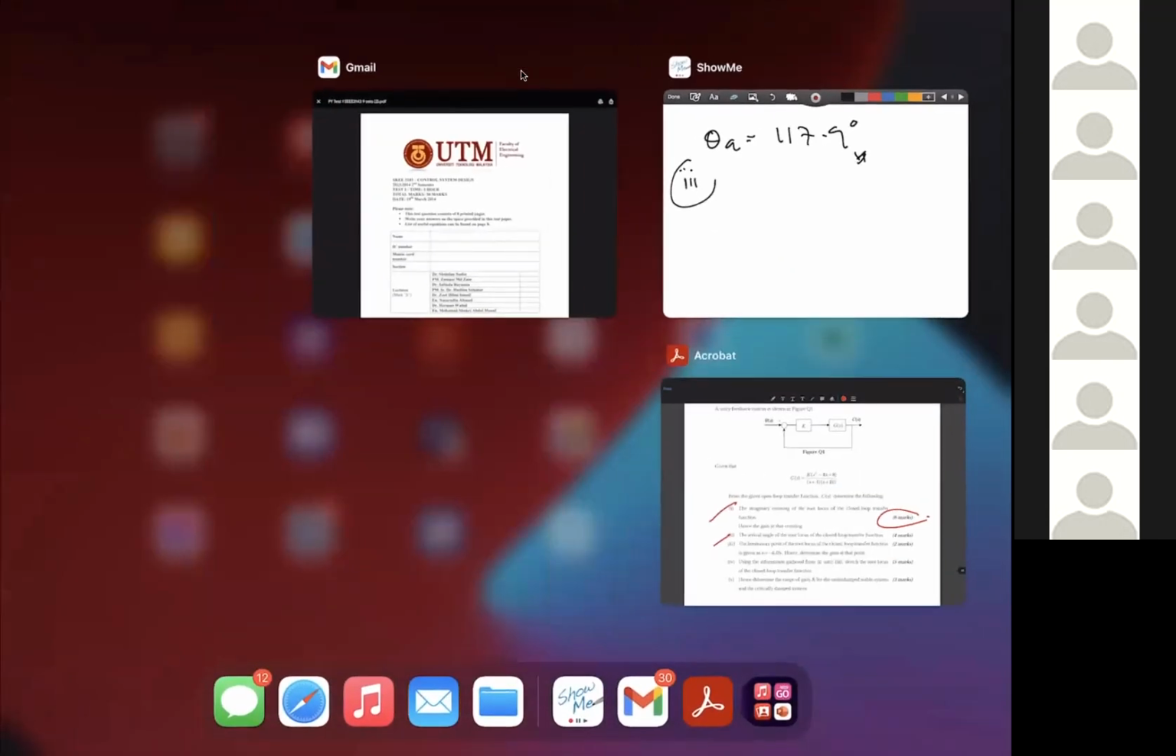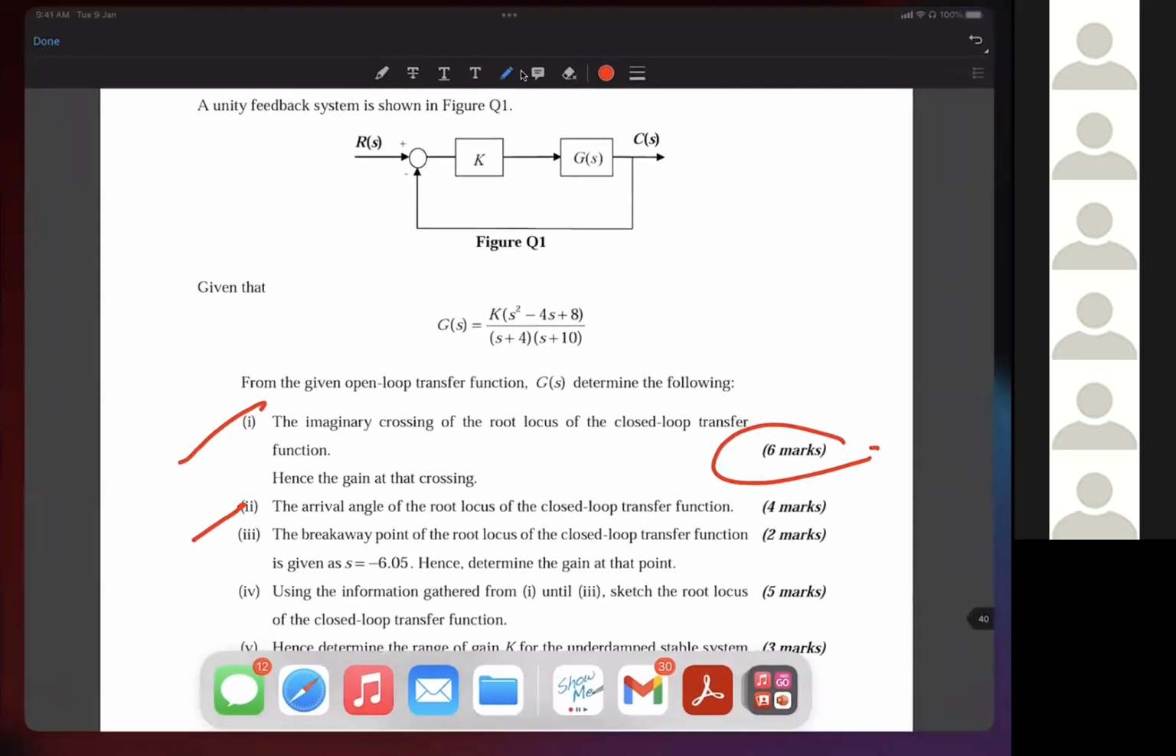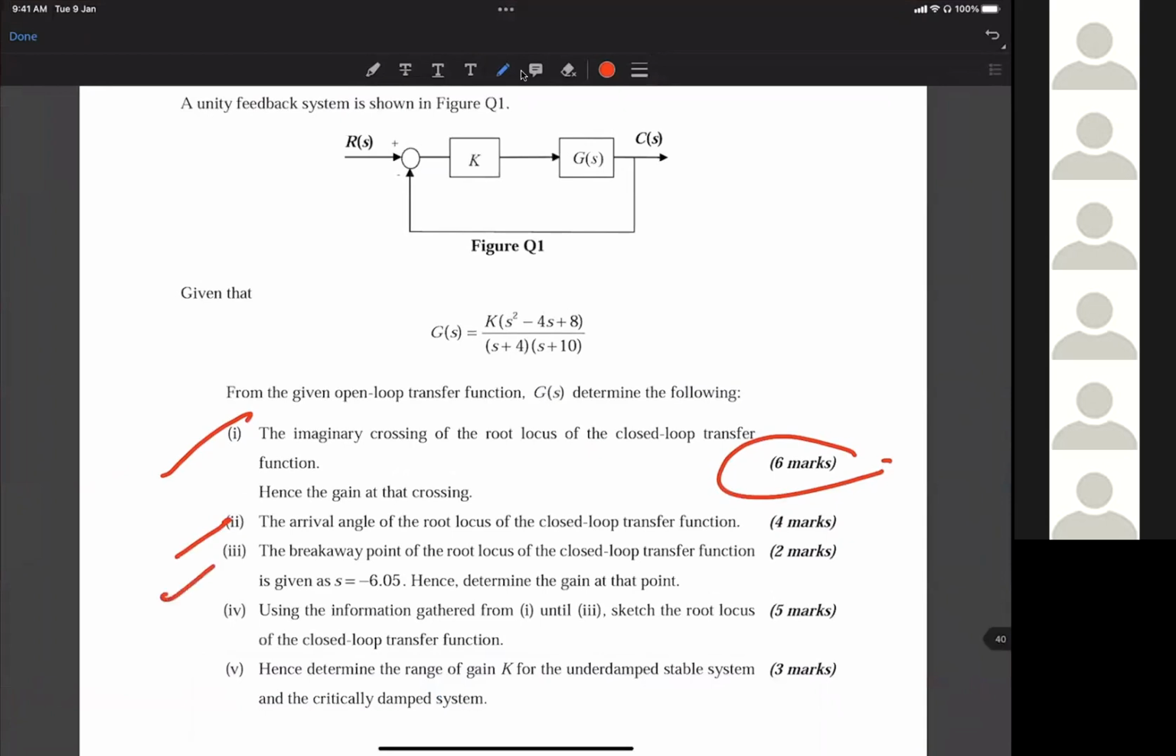Okay, number 3. Liana, Kamalia. Ismail. Yes, doctor. Number 3, please. The breakaway point of the root locus of the closed loop transfer function is given. Determine the gain at that point.